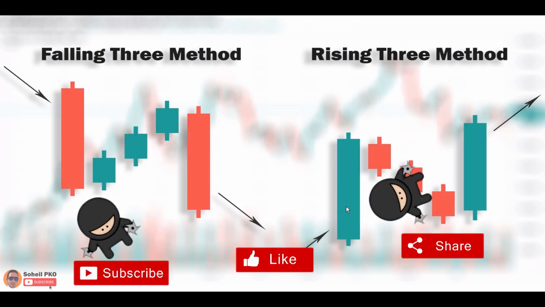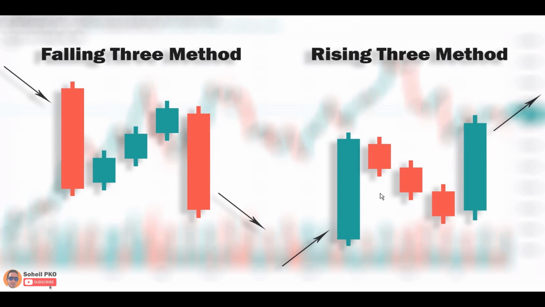Rising 3 method. This is a bullish continuation pattern that appears following an uptrend, and it shows the possibility of continuation. This pattern is made of 5 candlesticks. The first one is a long green candle with small shadows, and after that we have 3 small to short red candles that all 3 of them are in the range of the high and low of the first candle, and finally a long green candle that closes at a new high above the first candle high, which confirms the stronger buying pressure and possibility of continuation.